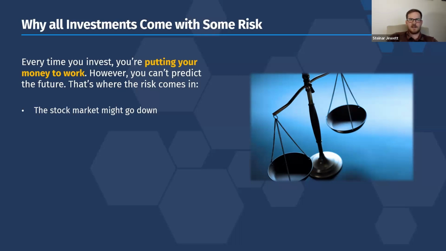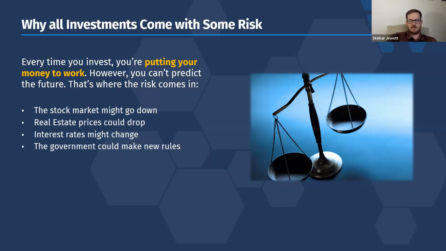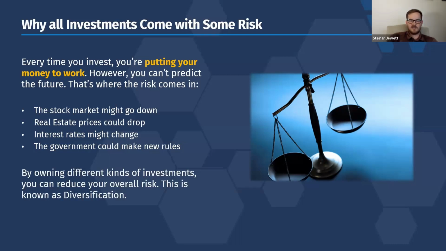The stock market might go down, real estate prices could drop, interest rates could change. That's a big topic in the news right now. The government could create new rules, new regulations. But the big thing here, going back to building a balanced portfolio, is when you own all these different kinds of investments, you can reduce your overall risk. And this just goes back to diversification, like Heidi said, not keeping all your eggs in one basket. It's good to spread things around to not have too much risk in one type and one set of investments.